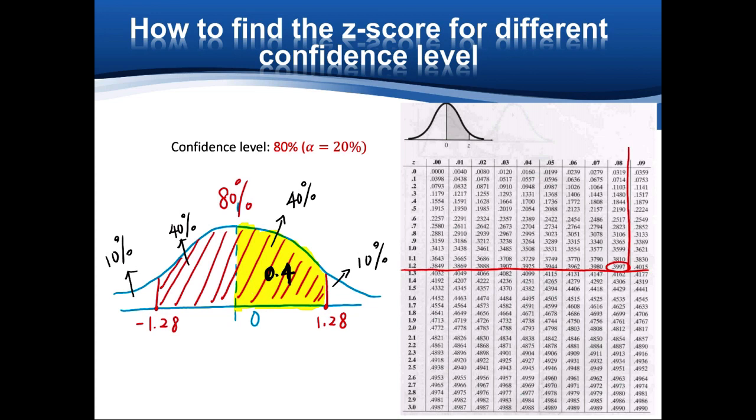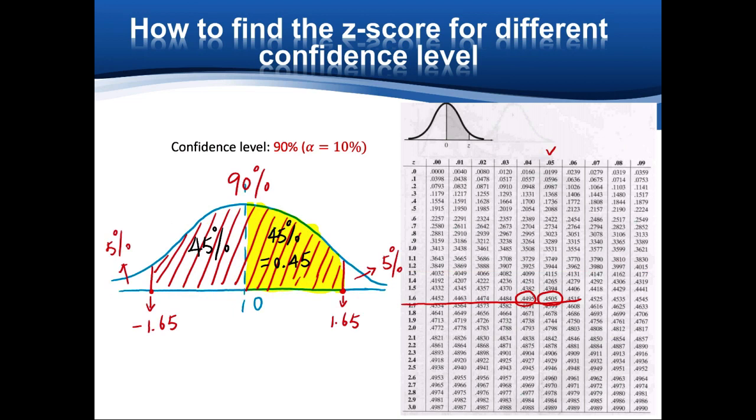We now use the z-table to search inside of the table, and the closest value to 0.4, which is 0.3997, and the corresponding z-score is 1.28. So the z-score is 1.28 for the confidence level 80%. Similarly, we can find the z-score for the other confidence level.